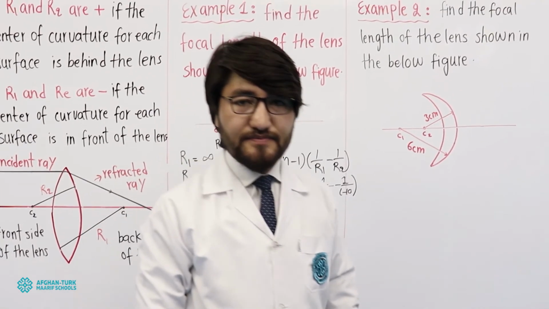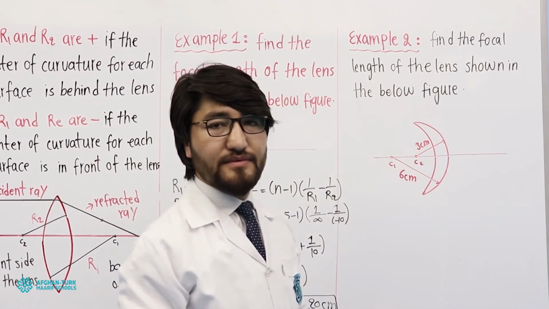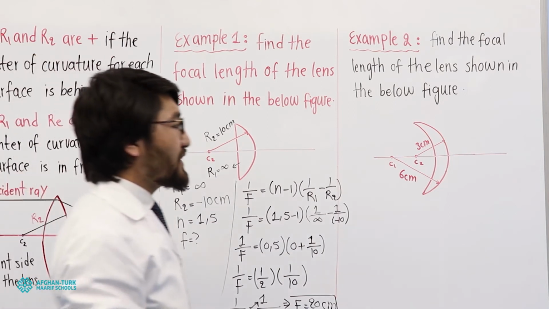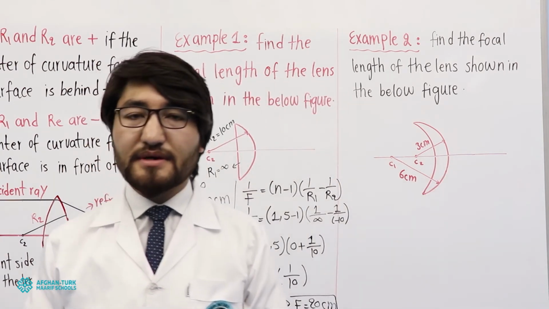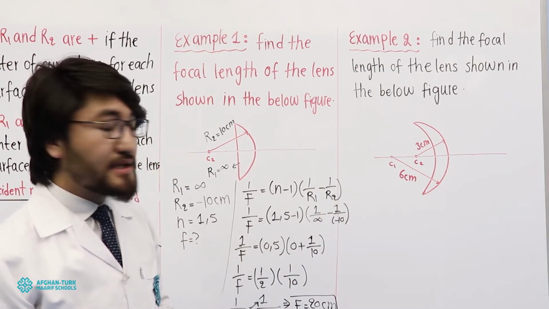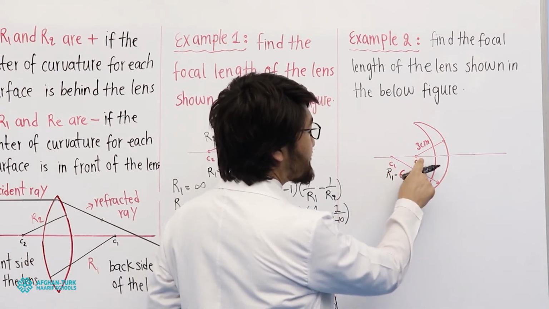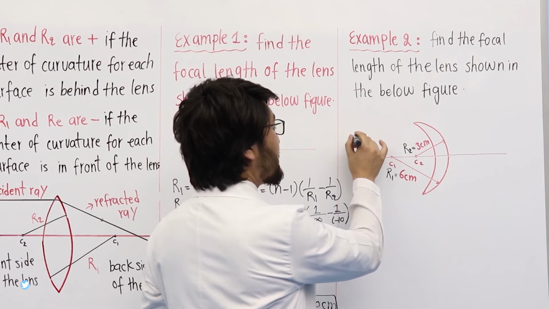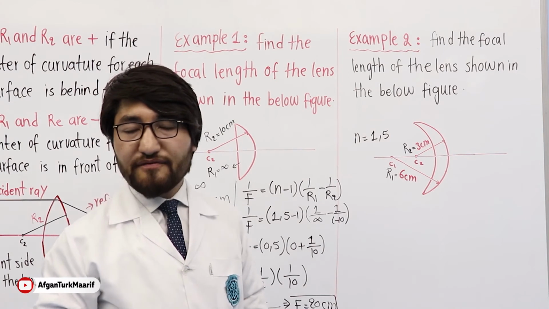Now, example number 2. Find the focal length of the lens shown in the figure below. Here we have a concavo-convex lens. We need to find the focal length. First, you know this is C1, this is R1, this is C2, this is R2. And also you know that n is 1.5. Now we find the focal length.